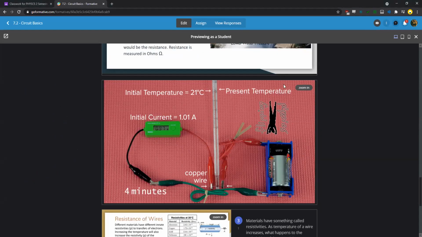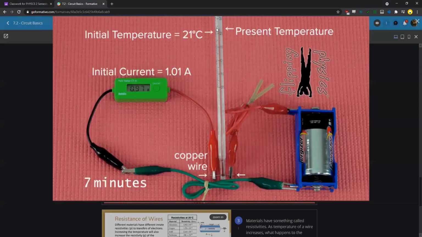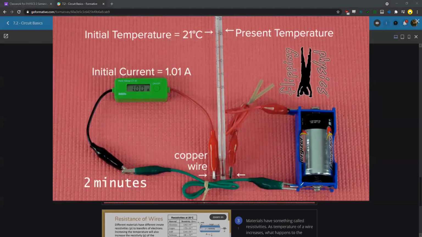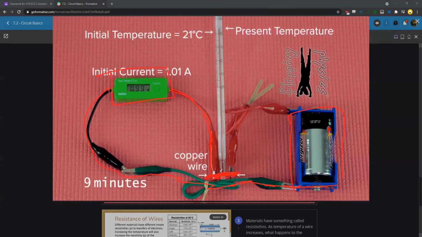Anyway, let's do number 3. There are 2 things I want you guys to notice here. So let's start with the context. You have a battery. You have something that measures current, goes to the battery. And you see a copper wire over here that conducts electricity. And there's another wire that connects back to the circuit, connects back to the battery.